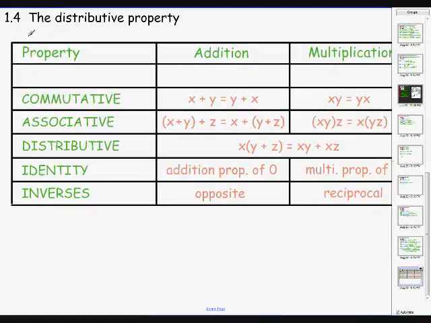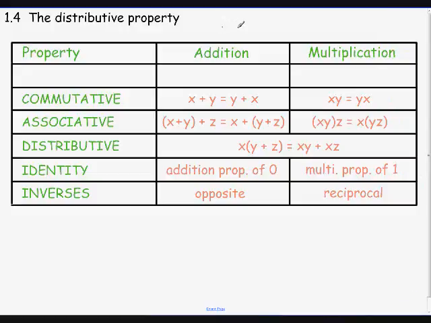Oh, there's really nothing to do here. This is just looking at what we've added. We had already looked at commutative, associative, identity, and inverses, and we've just added in the distributive property and how that works.